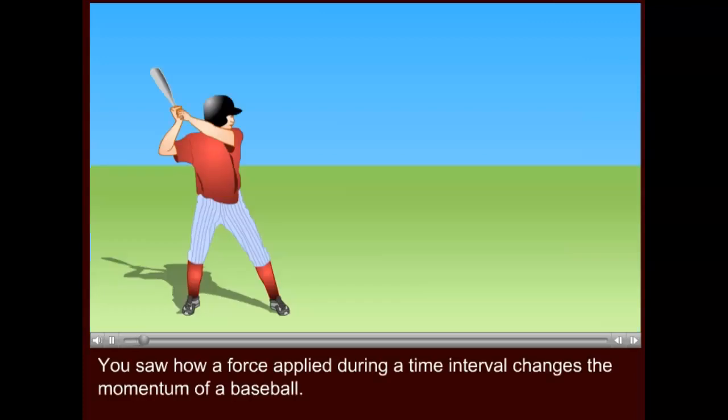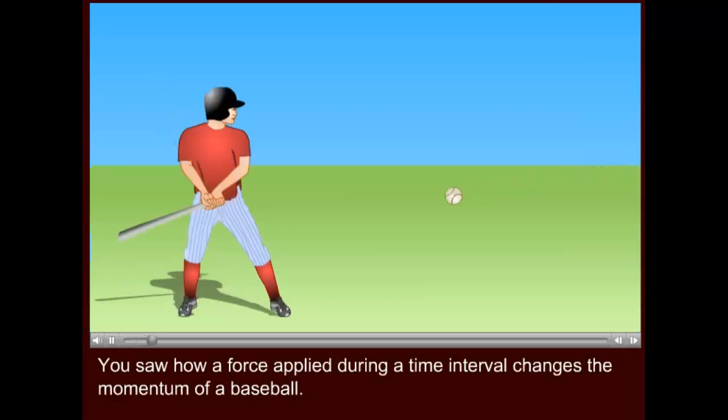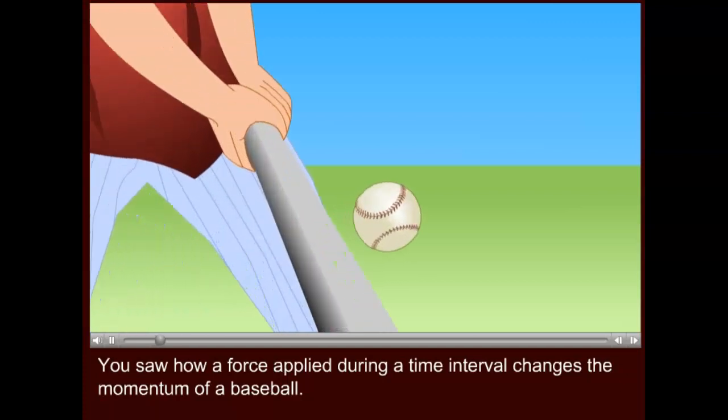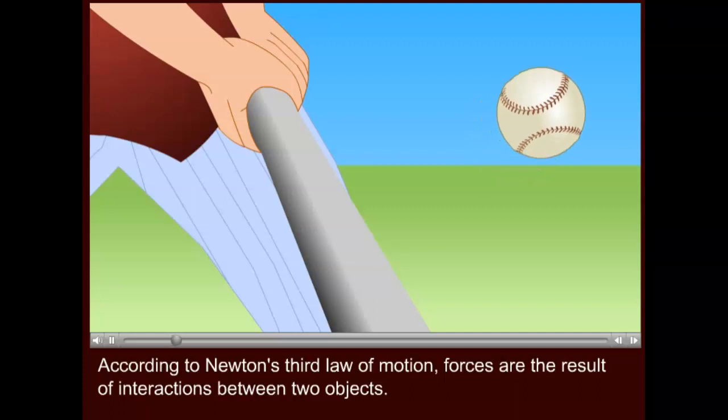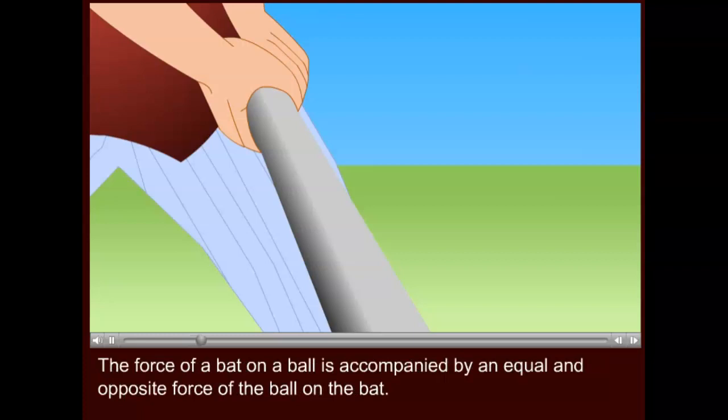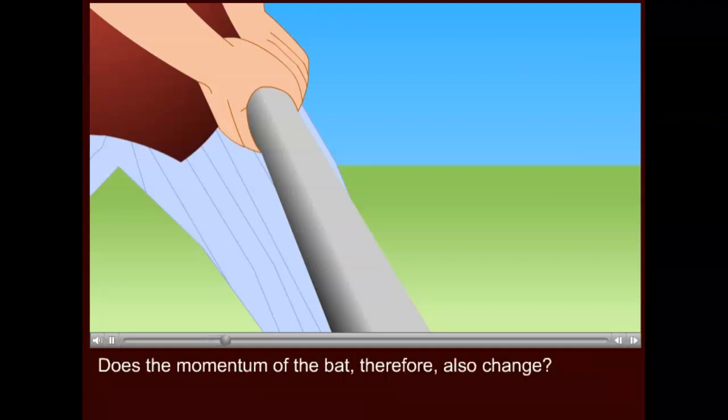You saw how a force applied during a time interval changes the momentum of a baseball. According to Newton's third law of motion, forces are the result of interactions between two objects. The force of a bat on a ball is accompanied by an equal and opposite force of the ball on the bat. Does the momentum of the bat therefore also change?